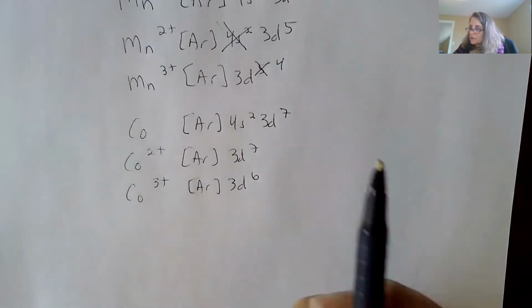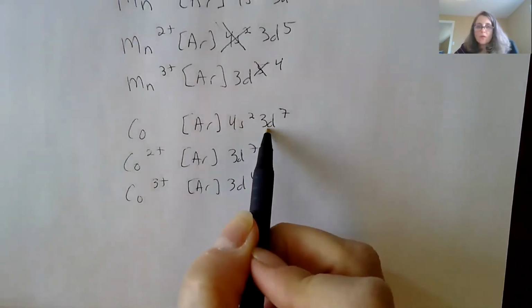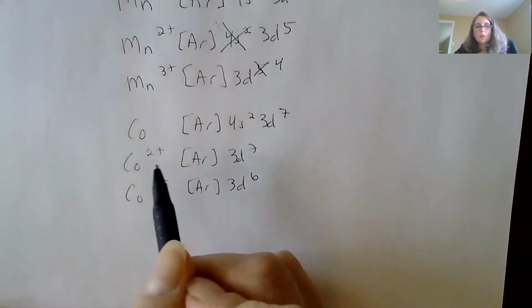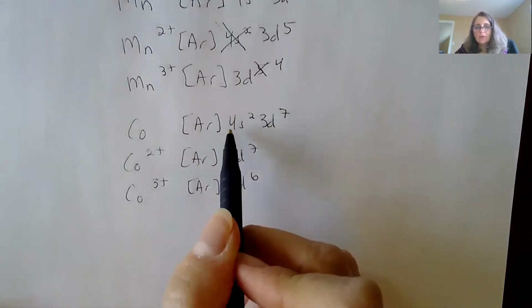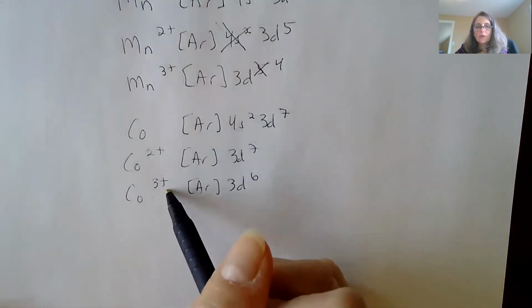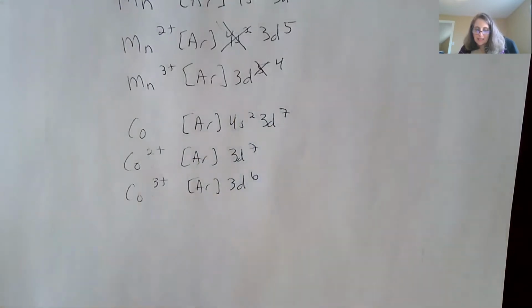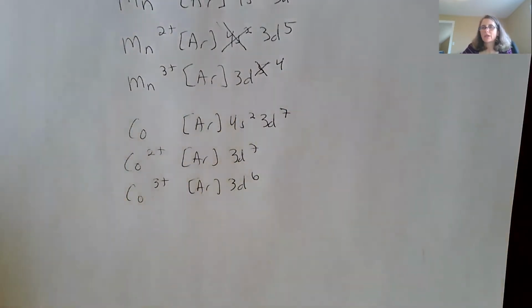So the correct answer for cobalt is argon 4s2 3d7. Cobalt 2+ is argon 3d7 because you've taken the 2 electrons out of the 4s. And then cobalt 3+ is argon 3d6. So that is, again, kind of a quick review or a beginning part of what we're talking about in terms of electrons.